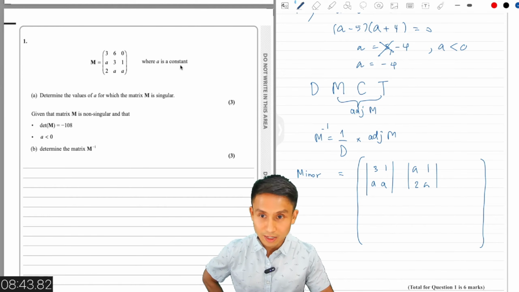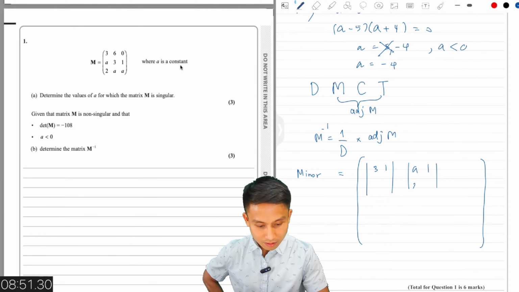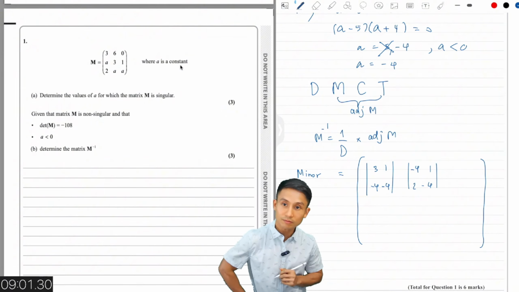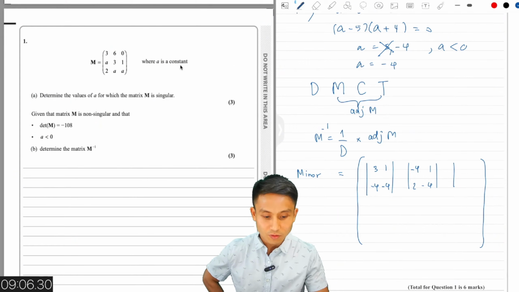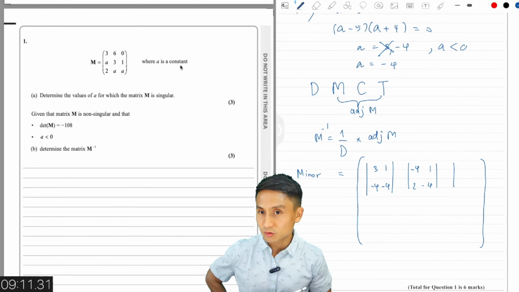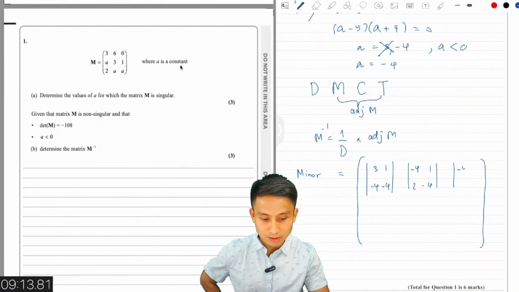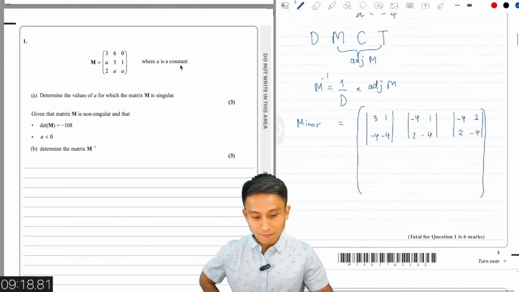A, 1, 2, a, and then, well, a is minus 4, so I'm just going to put minus 4 in there. This is minus 4 and minus 4. You've got to be careful there. And this is minus 4 and 1. Minus 4, 1, 2, minus 4. And then for the 0, it would be cancelling the row and column for 0. You're going to have a, 3, 2, a. So it's minus 4, 3, 2, minus 4. And then you do that for all other ones.